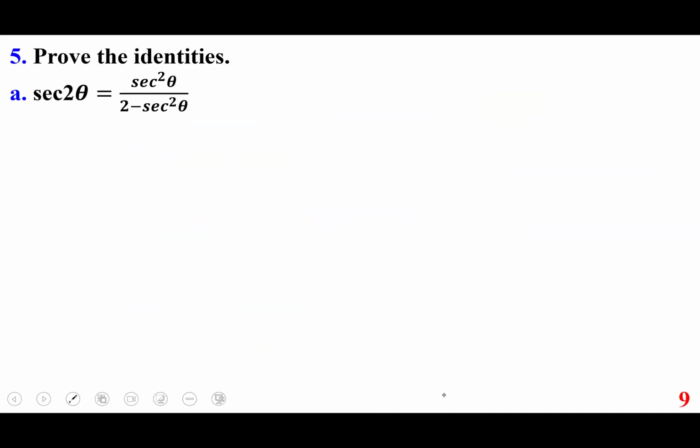So, prove identities. Secant 2 theta is 2 over 2 minus secant squared theta. In order for you to prove identities, there are several ways. One is to go from left to right, one from right to left. One is that from left you go to one point, and from the right you go to the same point. Generally speaking, one side to the other, and you always start with the more complicated side.